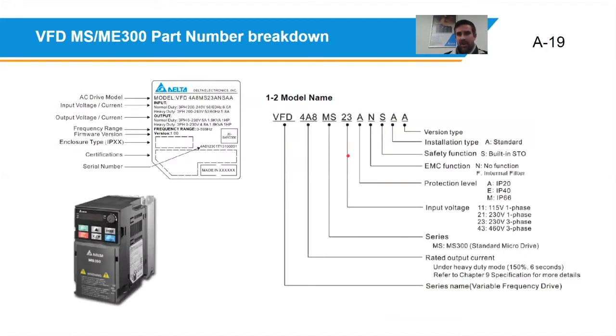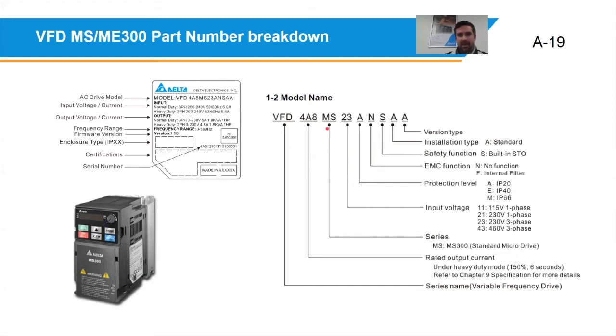Just having a look at the previous page, page A19, where the MS and ME300 are. Delta have changed the naming rules slightly for these M series drives. You can look over here, they still use the same prefix of VFD. But the next version is where the main change comes in. It's no longer the actual kilowatt of the drive, but rather the rated current of the variable speed drive in its default duty mode. So this MS drive in question is a 4.8 amp drive.